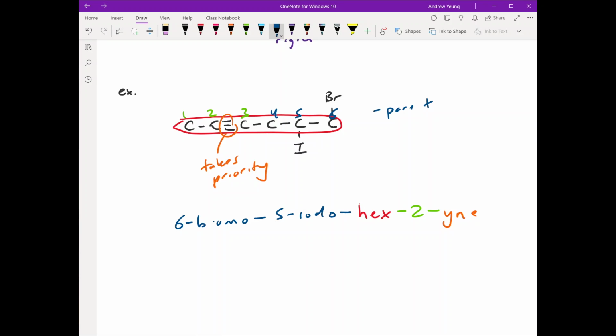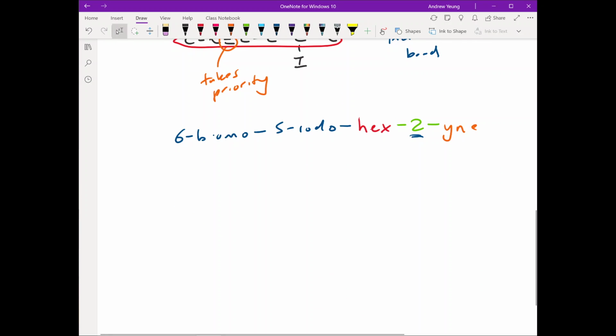Okay, so a couple of notes here. Parent must include the multiple bond. So it could be the triple bond, it could be the double bond. In the alkyne family, definitely could be triple bond. And we already said here the triple bond takes priority. So it may not necessarily be 1, but you do need to tell me where that triple bond here actually starts off.